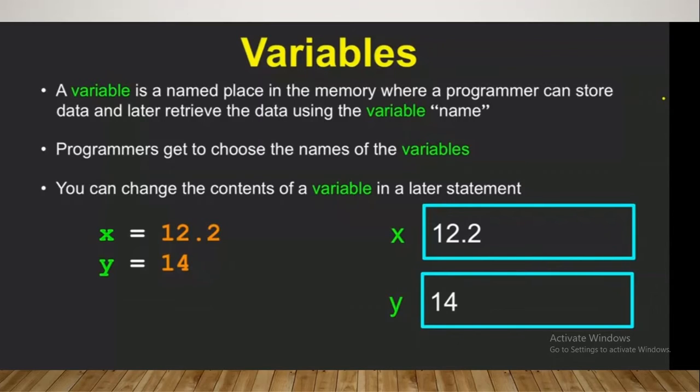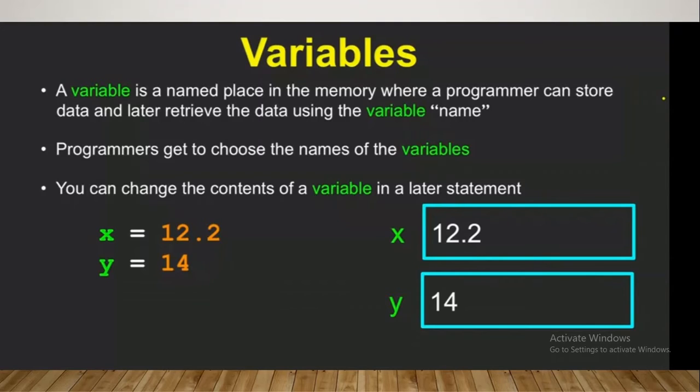For example, if you take a variable named x and assign some memory, that allocation in the memory is named x. So that is a place where the programmer can store data and later retrieve it, because once you store it, it will still be there. You can retrieve it again using the variable name. Programmers get to choose the names of variables. We can choose them, but for choosing them we have some rules we need to follow.